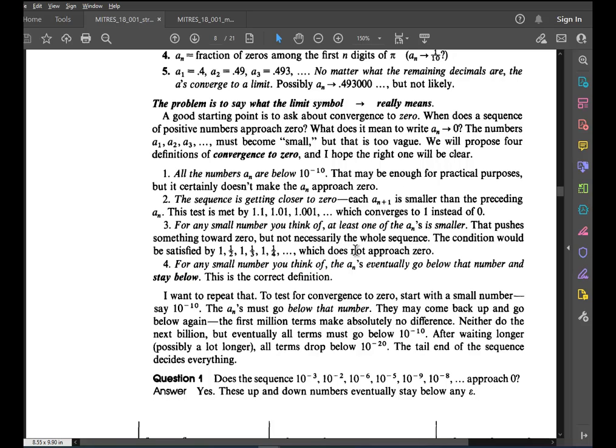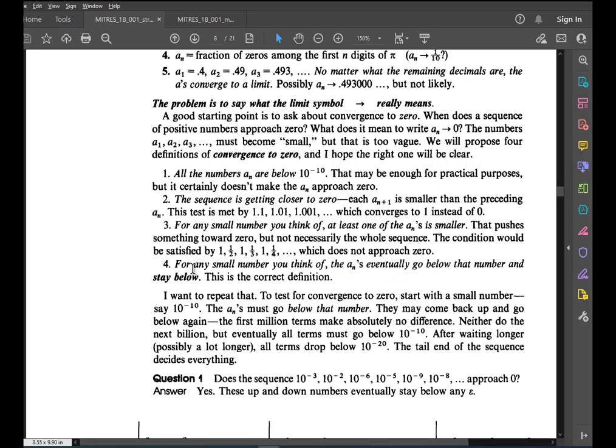You need, in some sense, all the numbers to get close to 0, but only if you go out far enough. So this is the correct definition. Let's take a little time on this. For any small number you think of, the a_n eventually go below that number and stay below. Okay. So there are some key aspects of this definition.